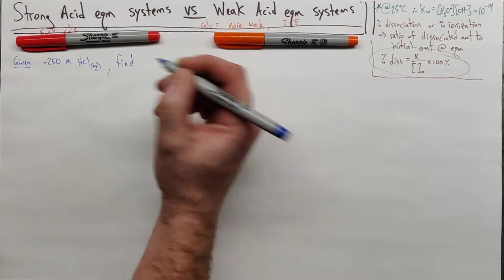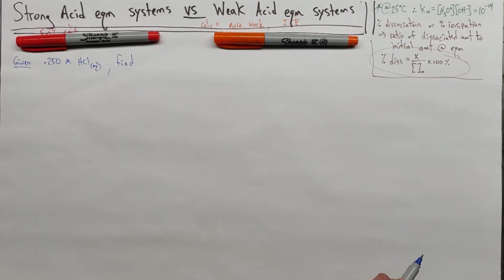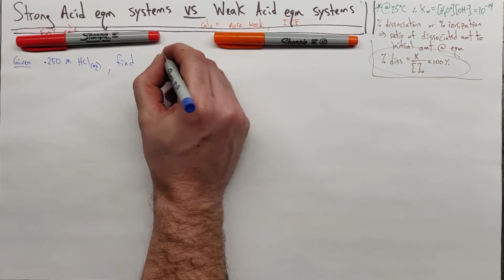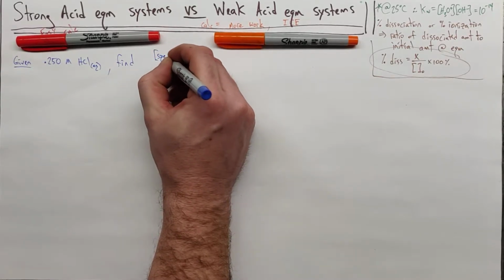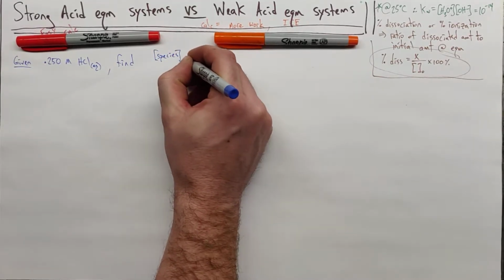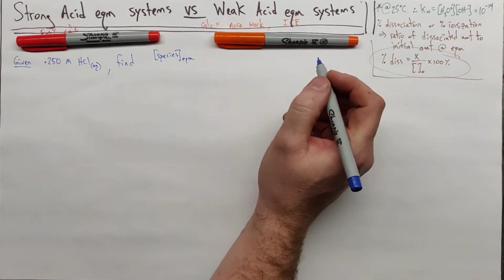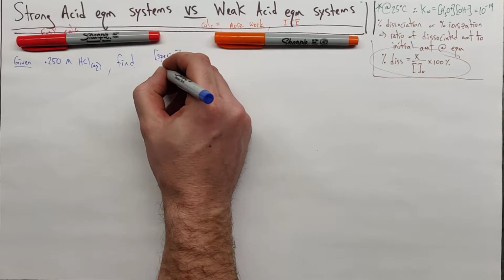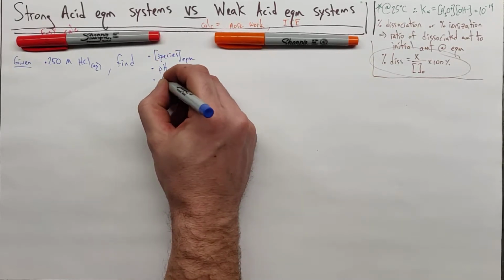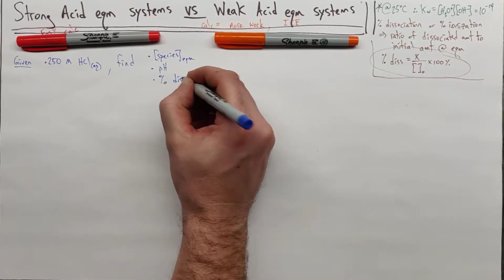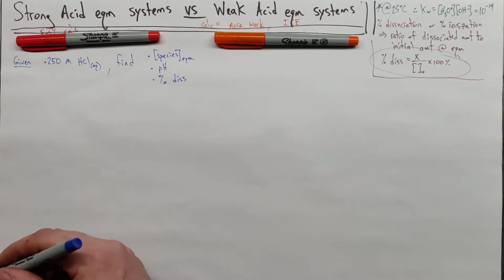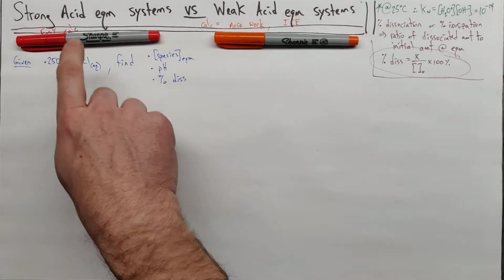find the concentration of all species at equilibrium. We could find the pH and the pOH or whatever. Let's just find the pH, and let's get the percent dissociation. And I'm going to do this the long way, and then I'm going to mention maybe over here that we didn't have to do it the long way.